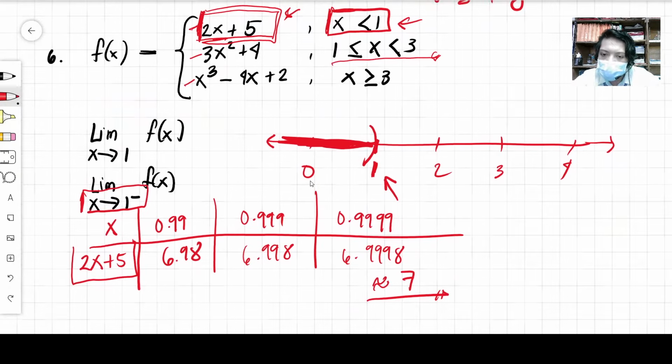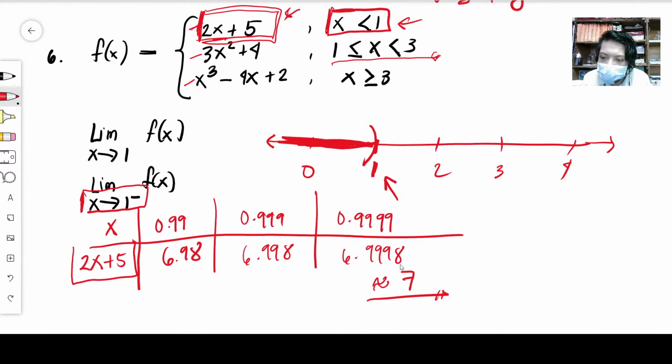Okay, so take note. The left-hand limit is 7. Let me write it here. This is equal to 7, so that I can erase.